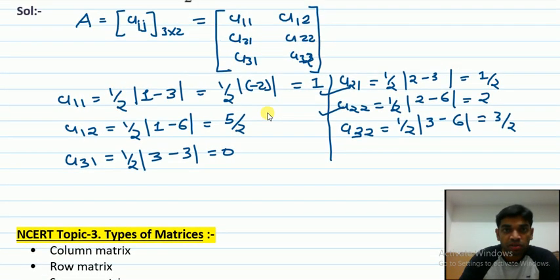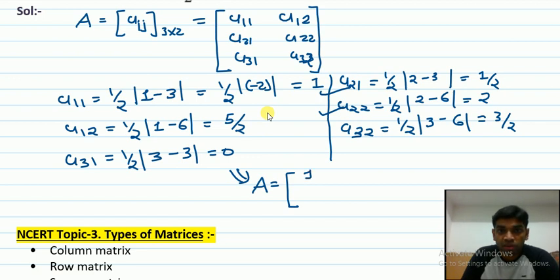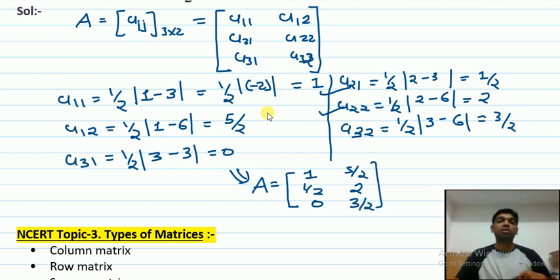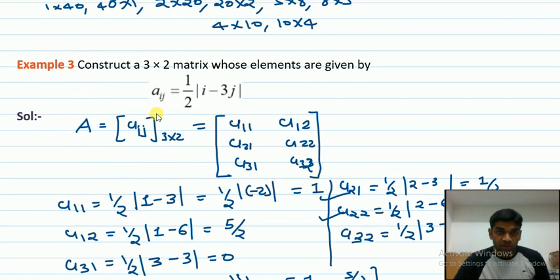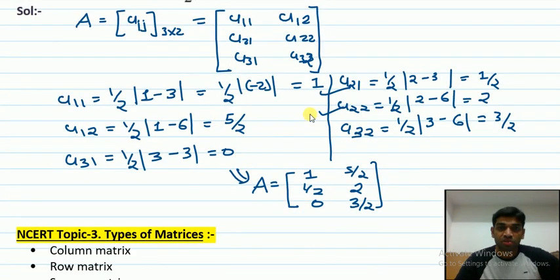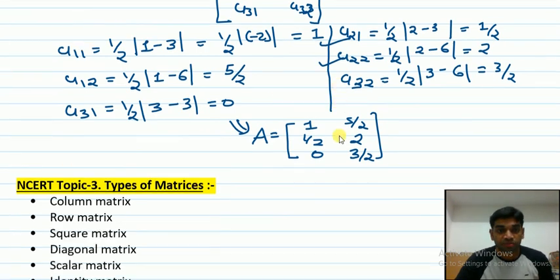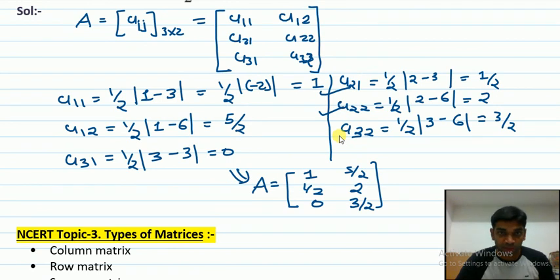So finally all the elements: a11 is 1, a12 is 5 by 2, a21 is 1 by 2, a22 is 2, a31 is 0 and a32 is 3 by 2. Maybe if I have made an error, then definitely you can correct it. So in this way we can solve this kind of question, which is again easy, but because of the lack of space and my handwriting, which I do not find good, maybe I got some error. It's not like a board, but I'm trying my best to cover all the topics with maximum understanding.